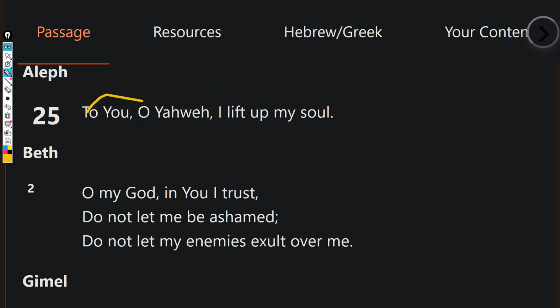So when we see a capital Y in the word You, that is referring to God, because he is deserving of the proper pronouns, and it's a distinguishment to point to him. So when we read the verse, "To you, God, O Yahweh, his proper name, I lift up my soul," who is lifting up his soul? This is a Psalm of David. So David, King David, is lifting up his soul.